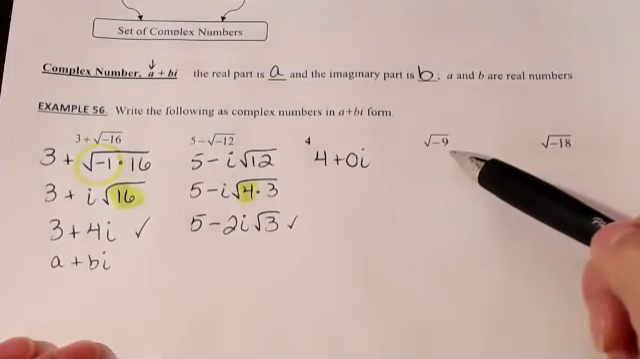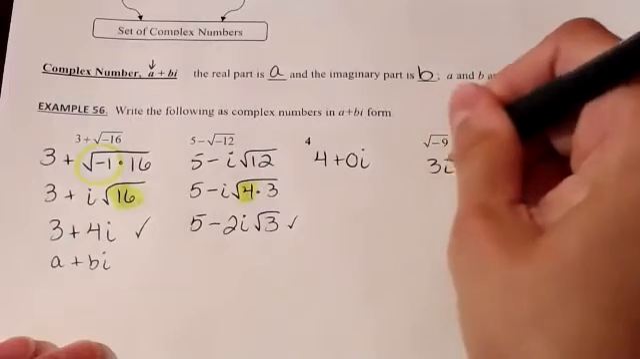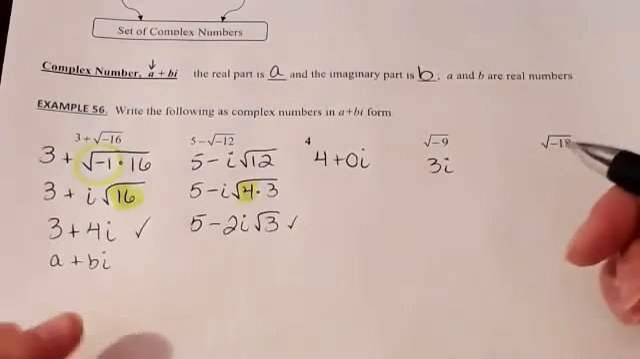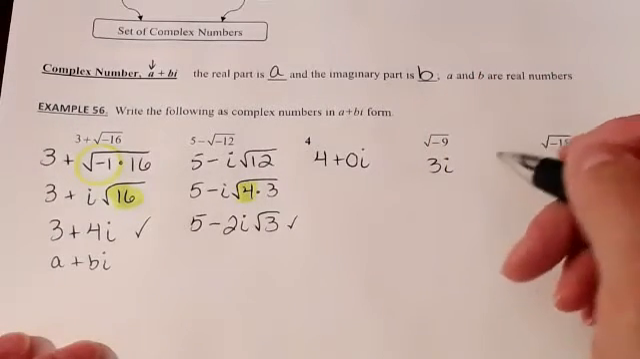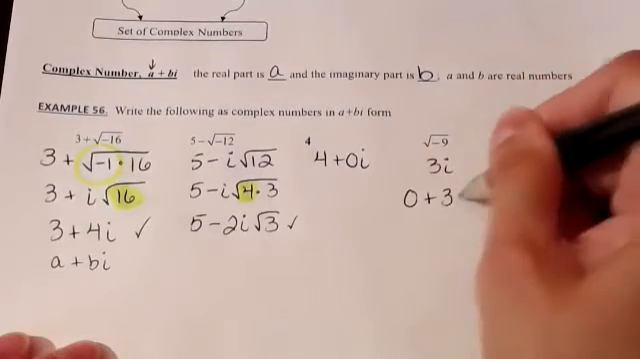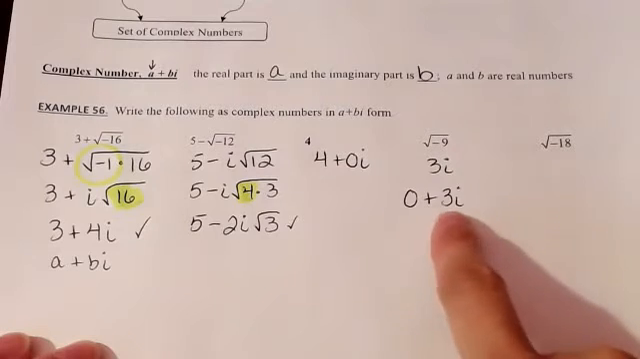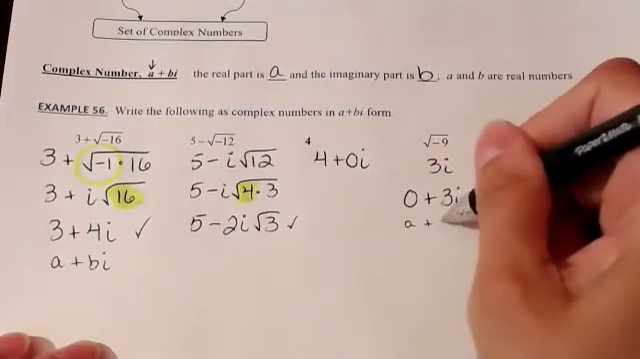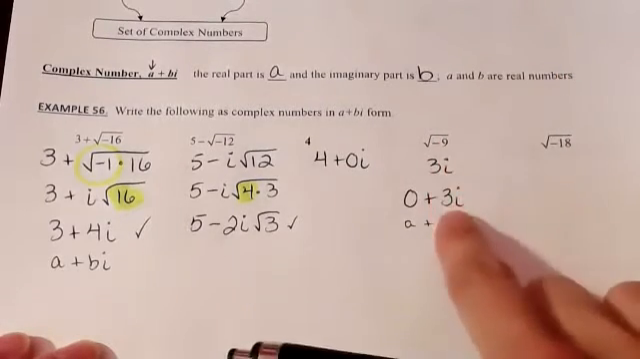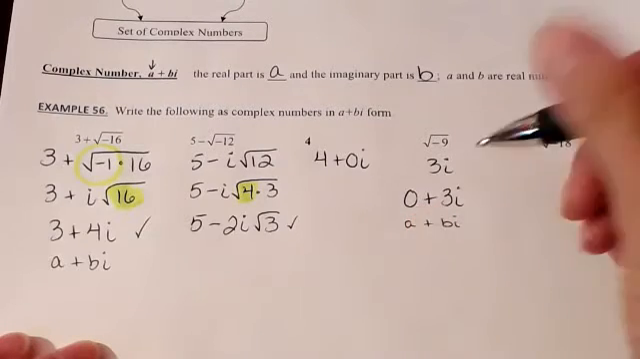What's the square root of 9? 3. Right? And what's the square root of -1? i. Okay. But we want to write in a plus bi form. So if we're thinking of a plus bi form, this is going to become 0 plus 3i. Do you see the placeholder here again? A plus bi. The only part that existed in this complex number was the imaginary part. So we use 0 as our placeholder, a plus bi.